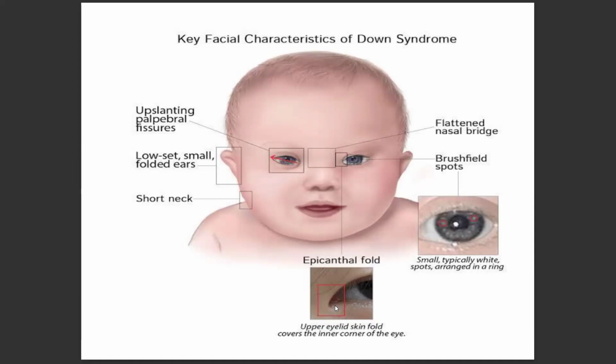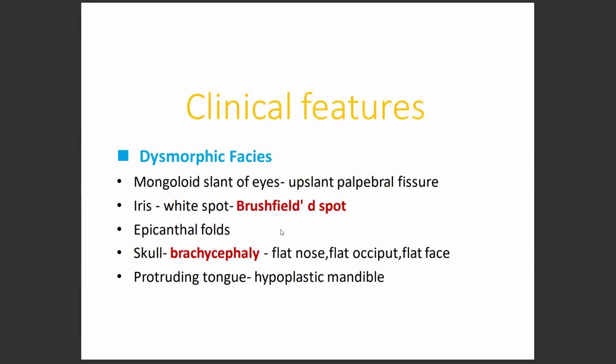Usually this does not happen in a child, but in Down syndrome the upper eyelid skin fold covers the inner corner of the eye. That is called the epicanthal fold, and it is a characteristic hallmark of the Down syndrome baby. Then upslanting palpebral fissures. Then we have low set small folded ears, a flattened nasal bridge, Brushfield spots, that is white spots in the iris, and a short neck. So these are the dysmorphic features.